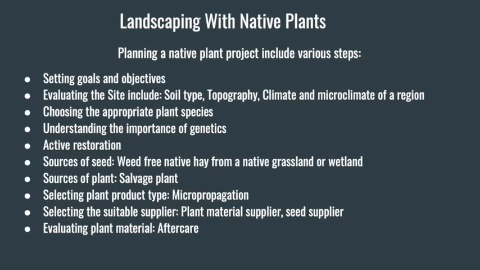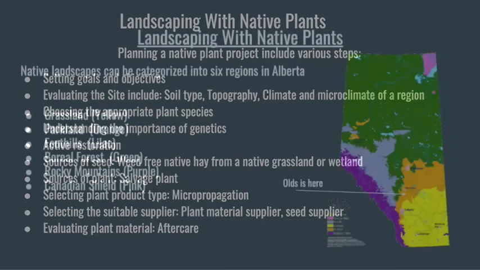Landscaping with native plants. Planning a native plant project includes various steps. Setting goals and objectives. Evaluating the site includes soil type, topography, climate, and microclimate of a region. Choosing the appropriate plant species, understanding the importance of genetics, active restoration, sources of seed, weed-free native hay from a native grassland or wetland, sources of a plant, salvage plant, selecting plant product type, micropropagation, selecting the suitable supplier, plant material supplier, and seed supplier, and evaluating plant material aftercare.